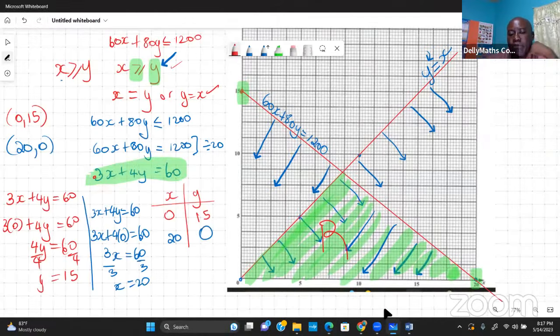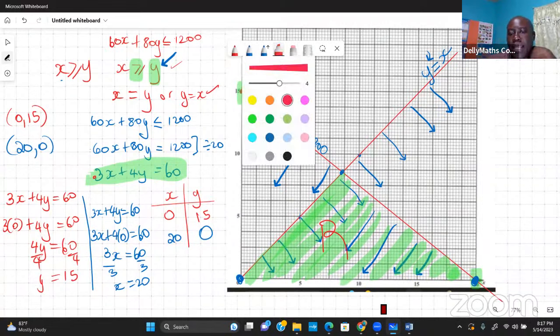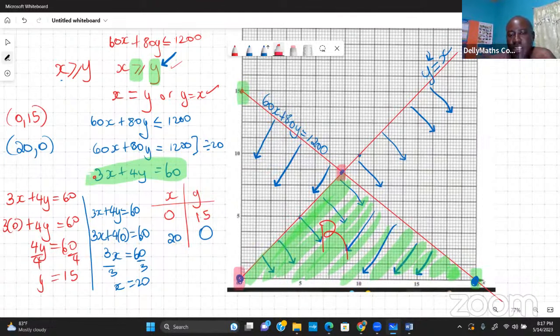When you're using your graph, your largest and your smallest, your best and your worst can only be found at specific places. I will highlight it. They can only be found at your vertices. Here is one. Here's another. And here is another. Those spots are your best and your worst, your biggest and your smallest. One is there, one is here, one is here.